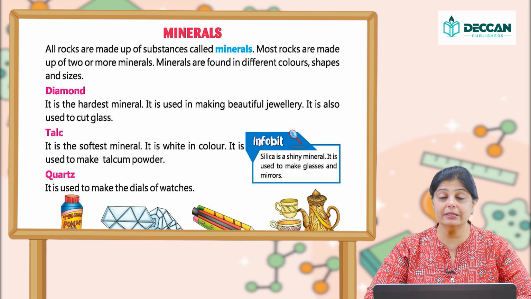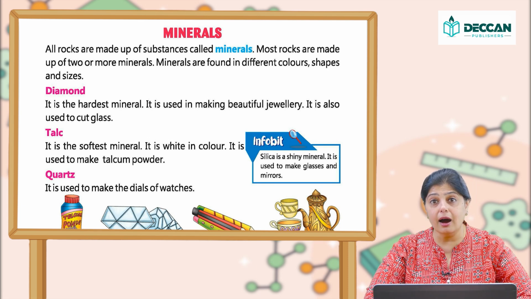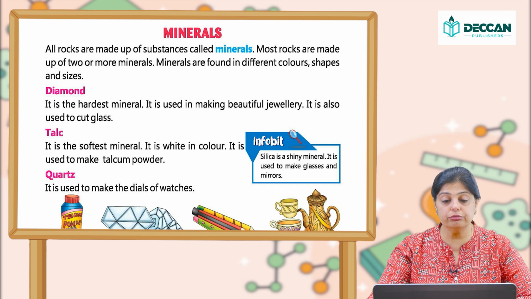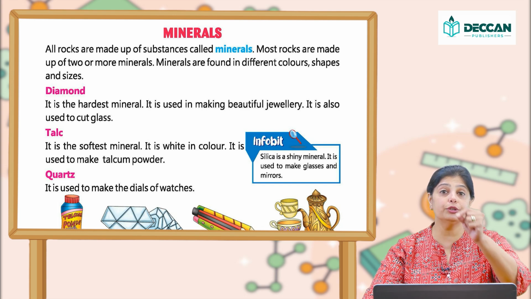So, let's talk about diamond. Diamond is the hardest mineral. It is used in making beautiful jewelry. It is also used to cut glass. So, even glass can be cut using a diamond.